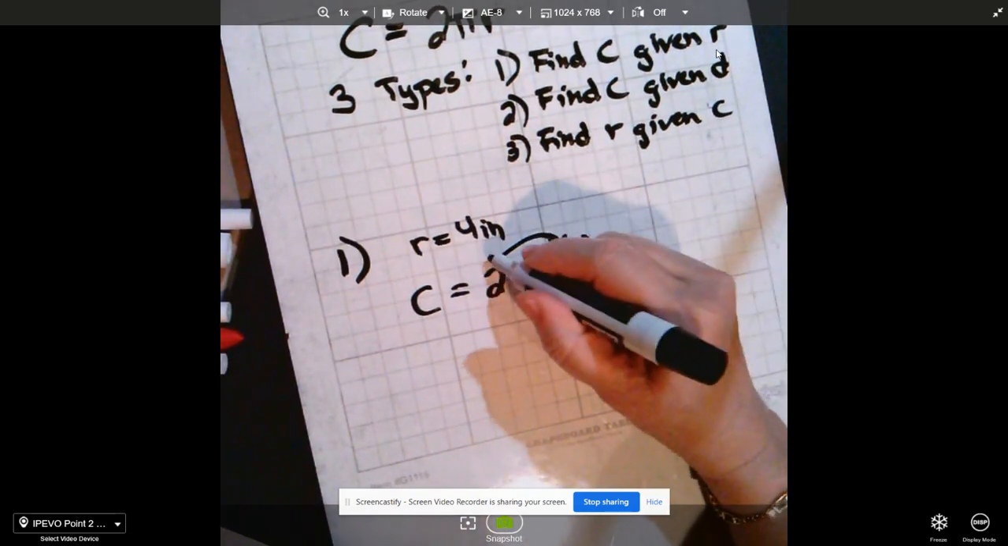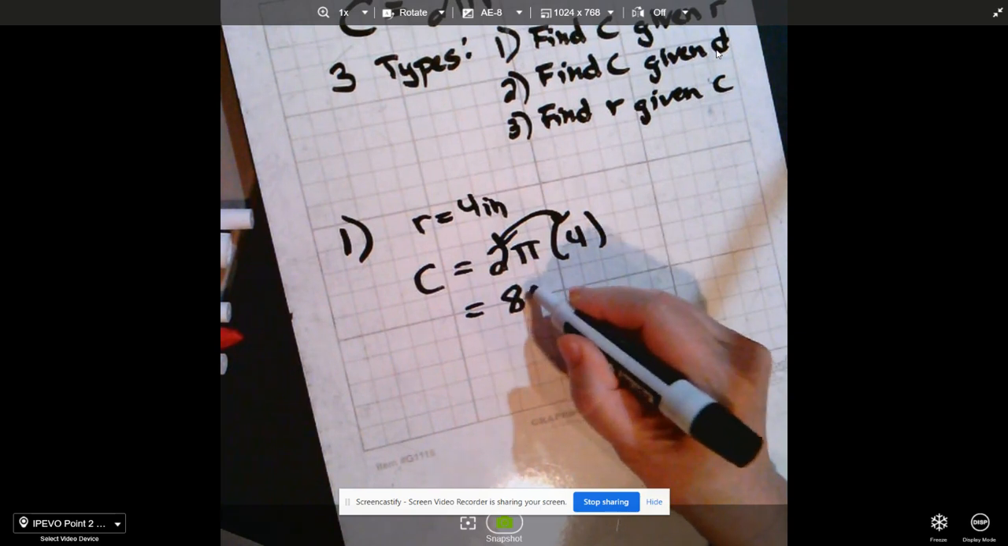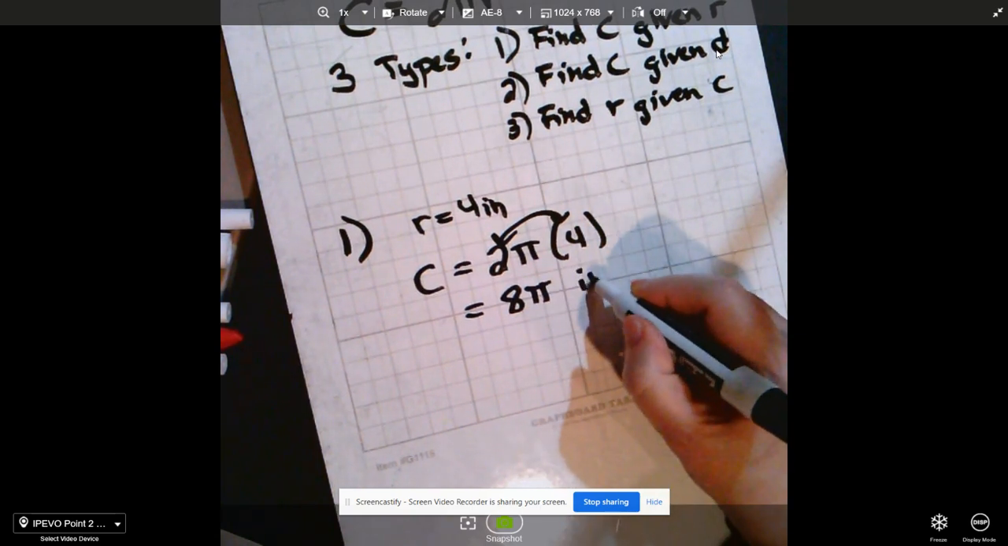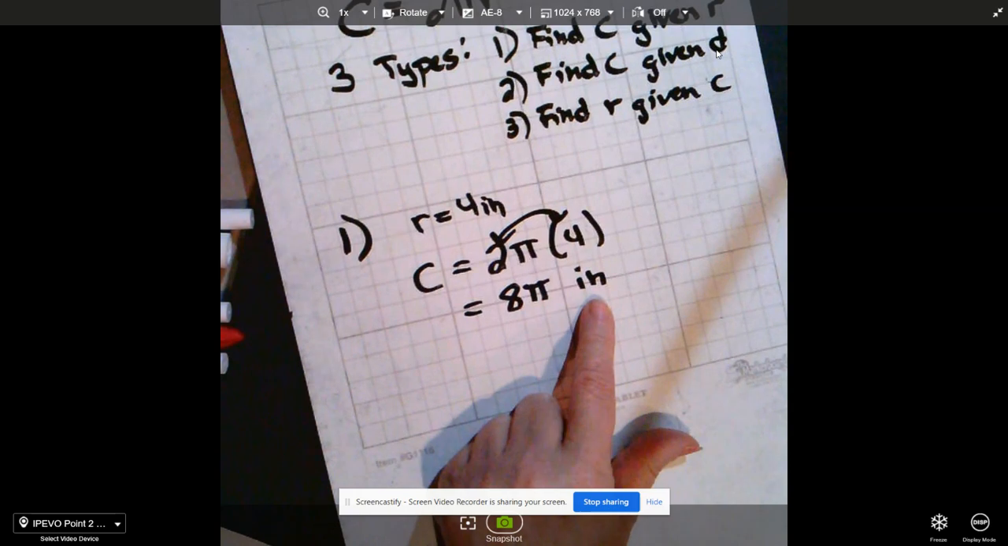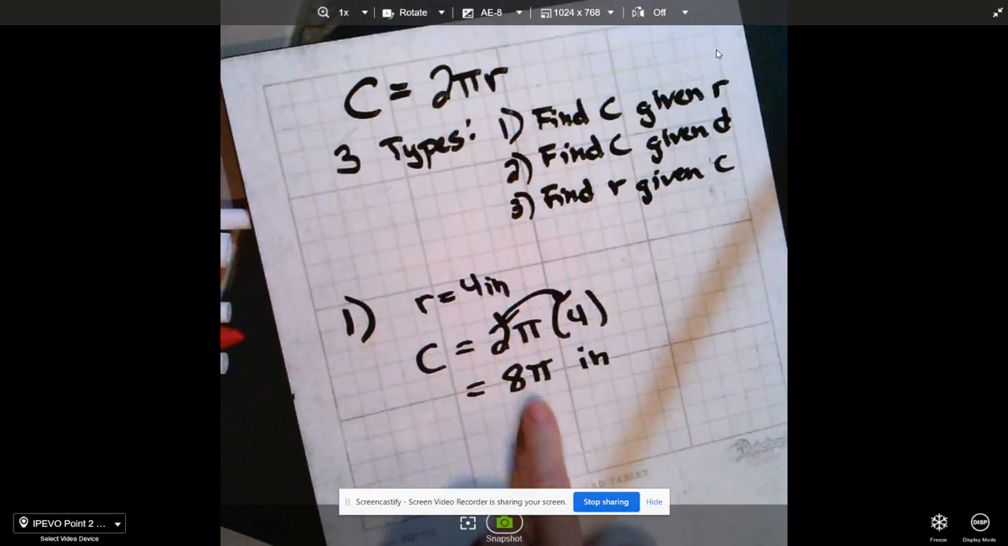So I'm just going to multiply those two numbers together. So 2 times 4 is 8. So my answer is 8 pi, and the units would be inches because this unit is inches. So that's how you would do the first type. That's how you find the circumference given the radius.